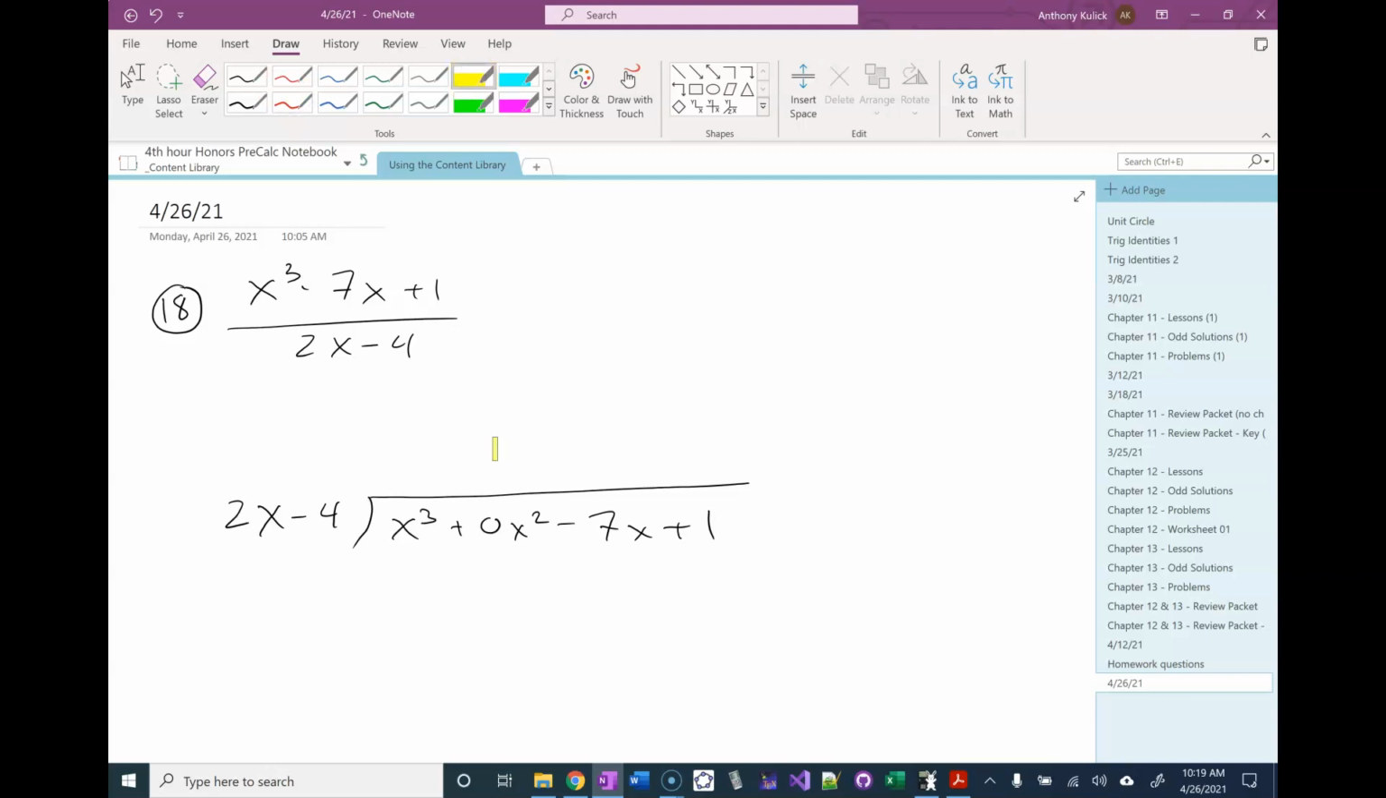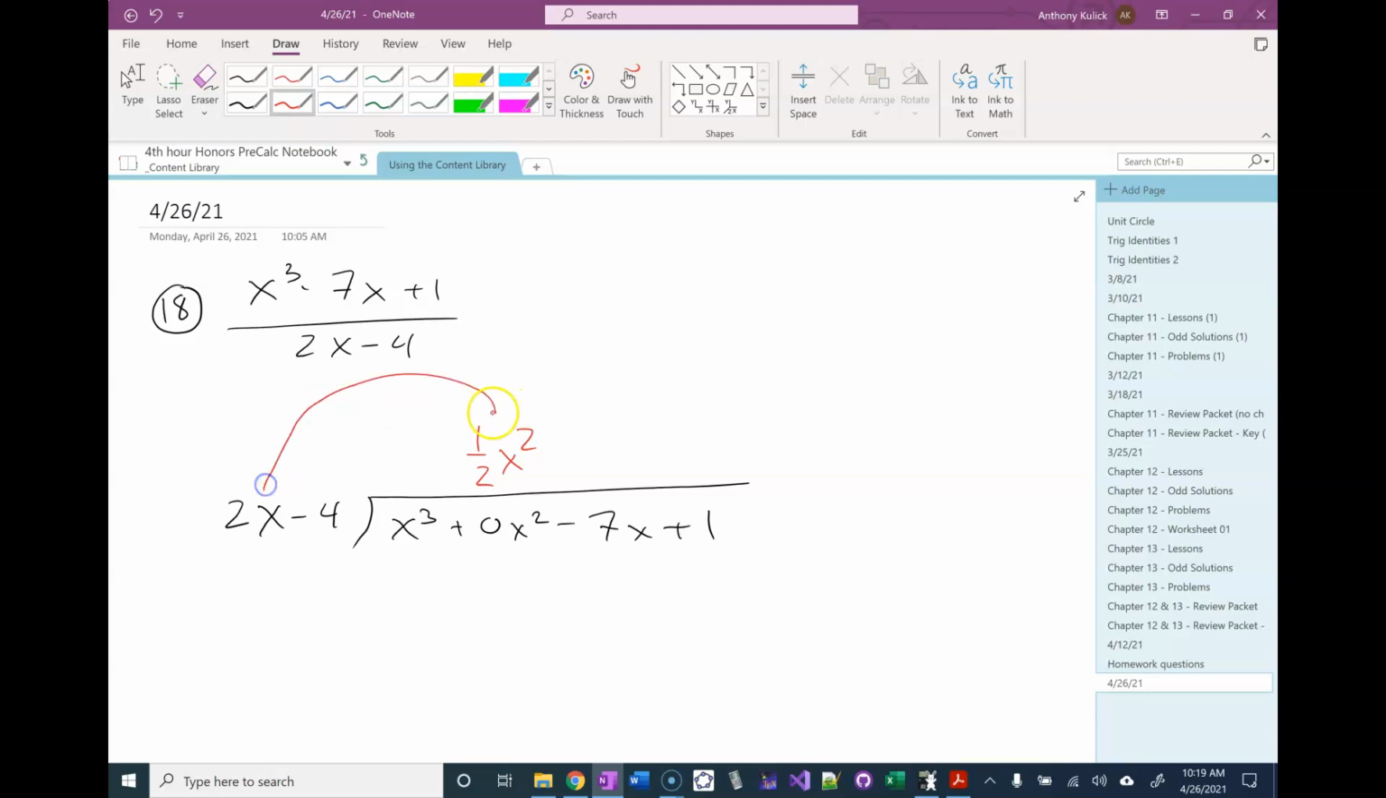So what I'm going to ask myself is, what times 2x gives me x cubed? So let's do the coefficient part first. 1/2 times 2 is going to give me 1. And then let's do the x part next. So x squared times x gives me x to the third. Cool with that?